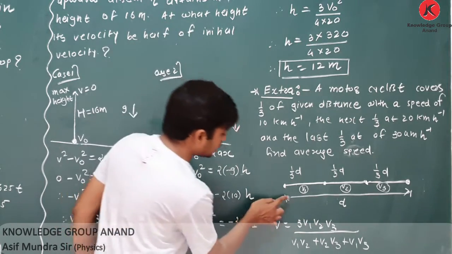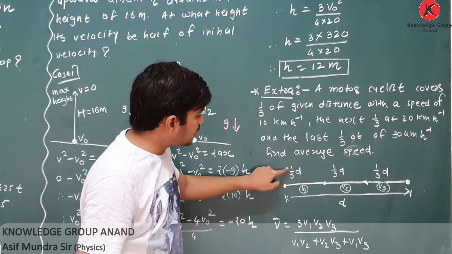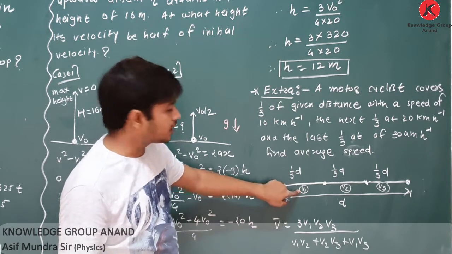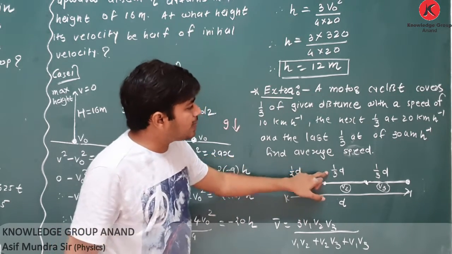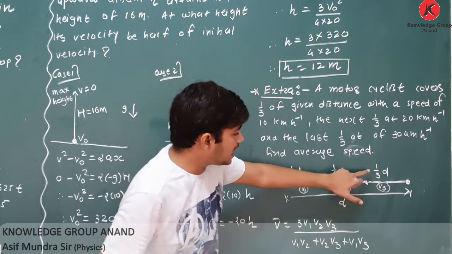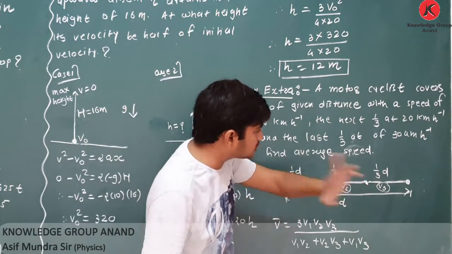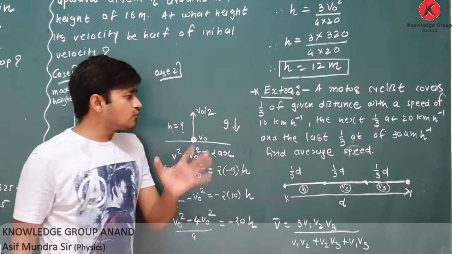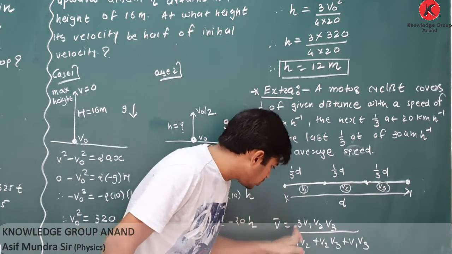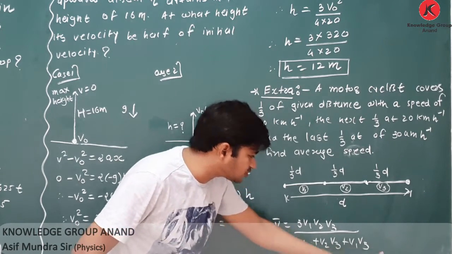See, if the total distance covered is V, then during the first 1/3 distance, its speed is v1, 10 km per hour. During the next 1/3 distance, its speed is v2, 20 km per hour. And during the last 1/3 distance, its speed v3 is equal to 30 km per hour. Then what is the average speed? You know the equation of average speed: V bar is equal to 3 v1 v2 v3 upon v1 v2 plus v2 v3 plus v1 v3.